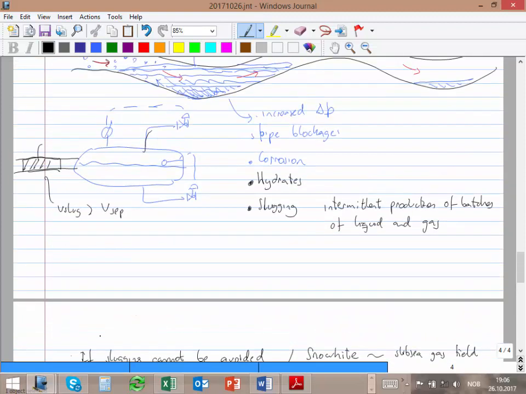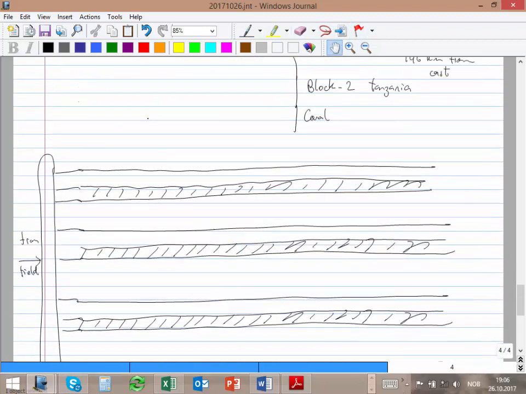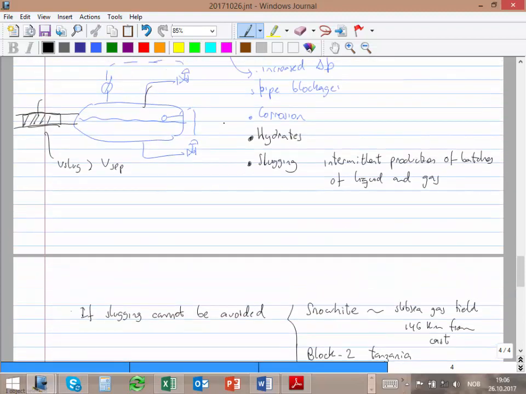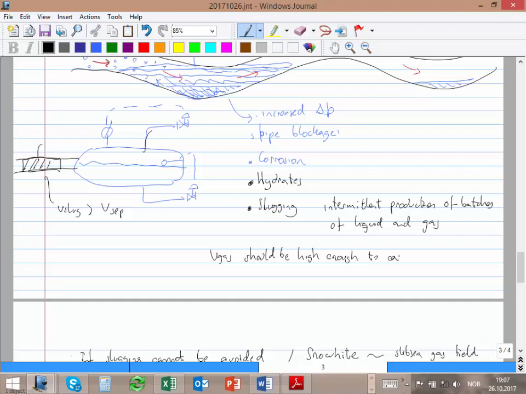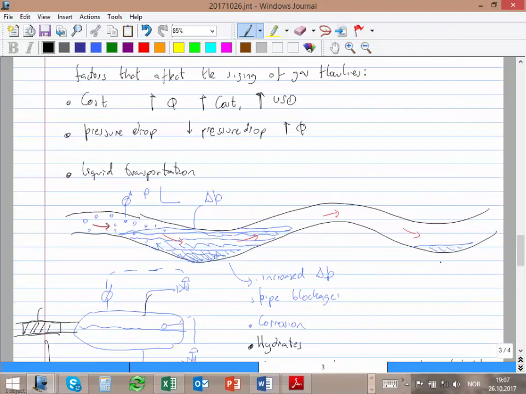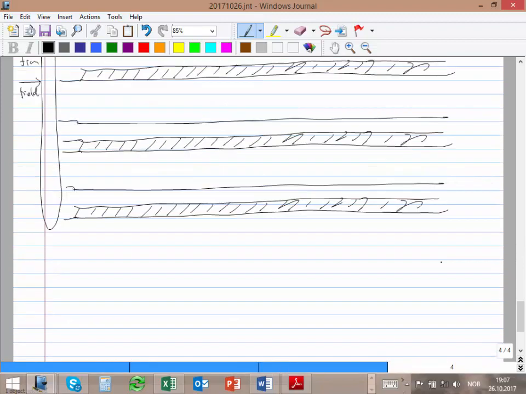This separator would be huge if I tried to make it receive the slugs that come from the field. So I do this, and this is actually not called a separator, but a slug catcher. So the conclusion for you is that gas velocity should be high enough to carry the liquids. It's not only about pressure drop, it's not only about cost, it's about that. And then another factor that affects the sizing is the cooling of the fluid.